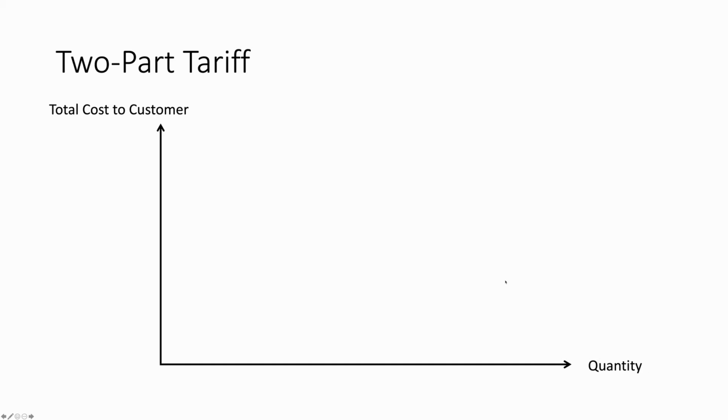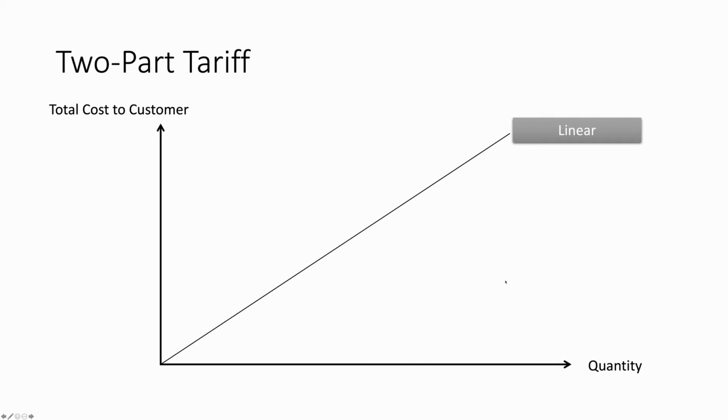Here's an illustration of a two-part tariff. On the horizontal axis, we have quantity. On the vertical axis, it's the total cost to customer. Here is a linear price. This is the most common price we see. We go to Amazon, we buy one pencil, it's 50 cents. We buy two, it's $1. We buy three, it's $1.50. The total cost to customer grows linearly with quantity.